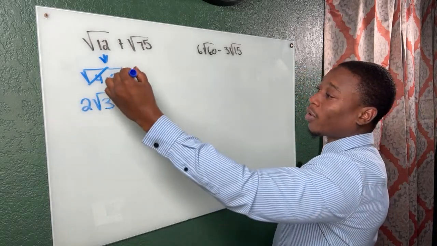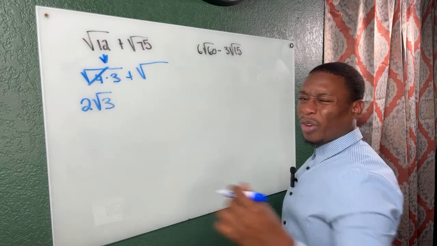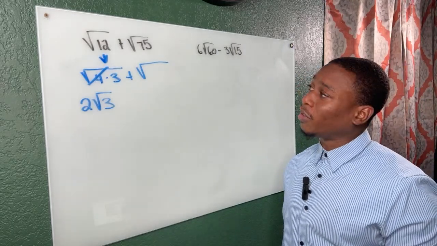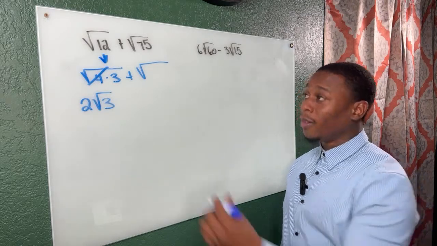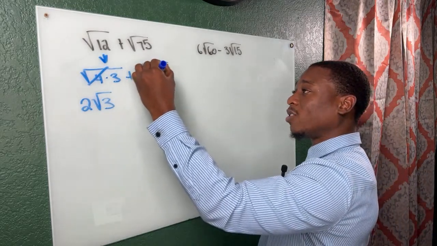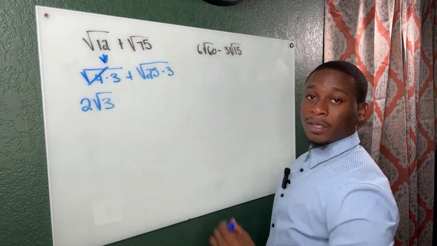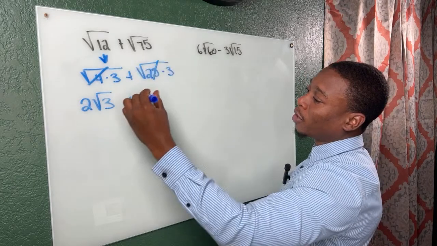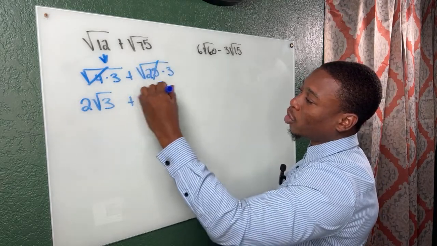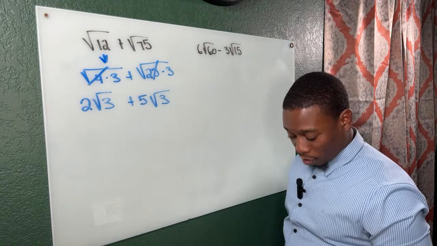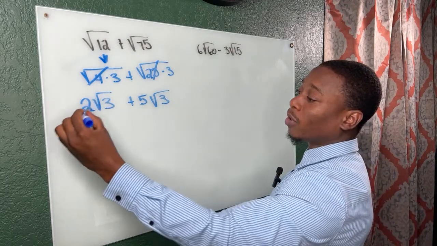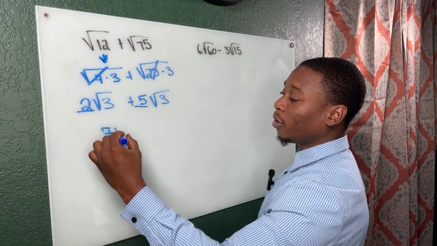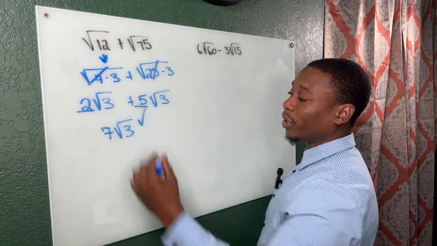Now I go over to my next radical, and I know 36 can't go into 75, 49 can't go into 75, but 25 can. So what times 25 gives me 75? 3. Now we take the square root of 25, which is 5. There's no square root for 3, so it stays under the radical. And now once we add, we just combine our coefficients. 2 plus 5 gives me 7. Final answer is 7 radical 3.